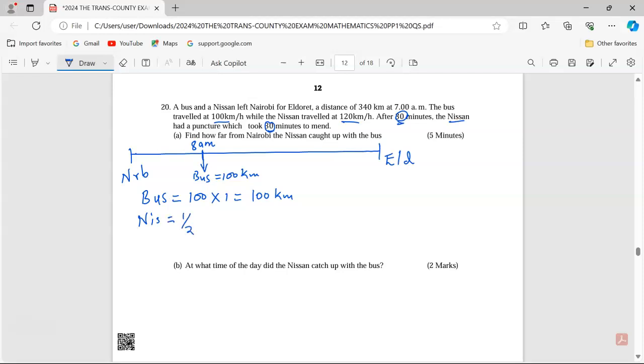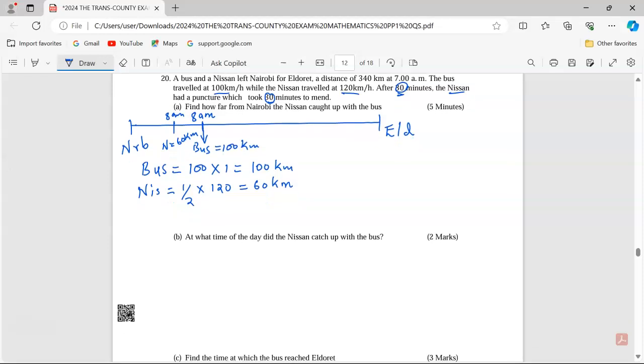All right, what about the Nissan now, which has already developed a puncture? It has traveled for half an hour at 120. This is going to be 60 kilometers towards Eldoret. Therefore, at 8 a.m., the Nissan is still at 60 kilometers from Nairobi towards Eldoret. So it means the bus is ahead by 40 kilometers.